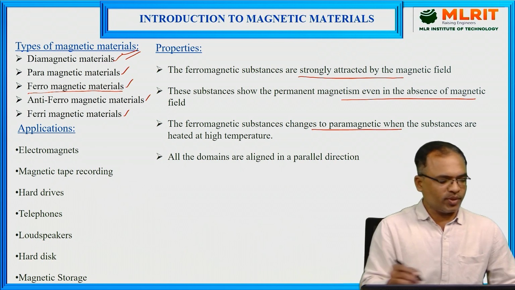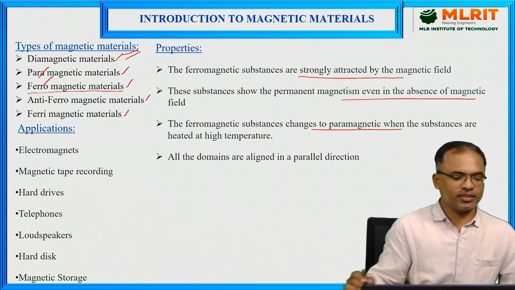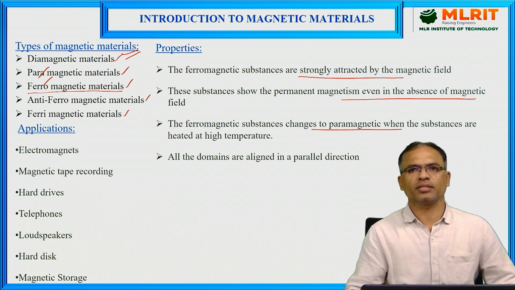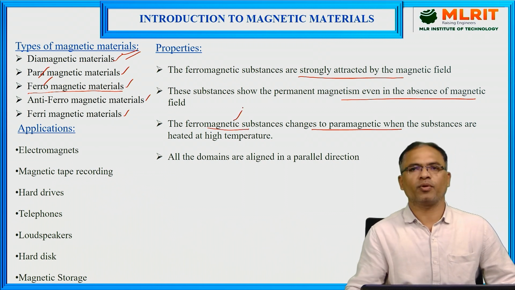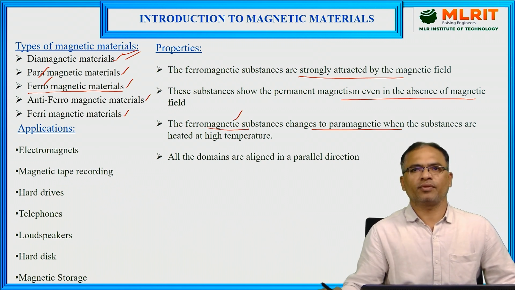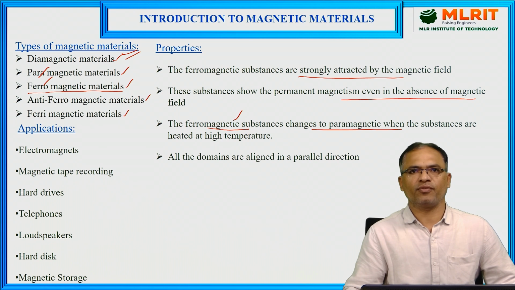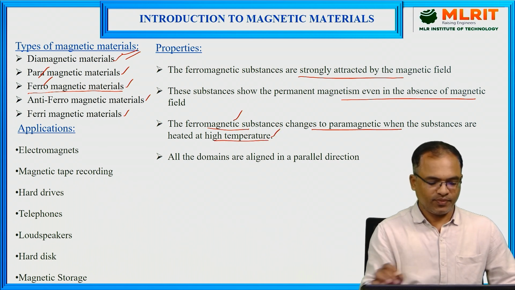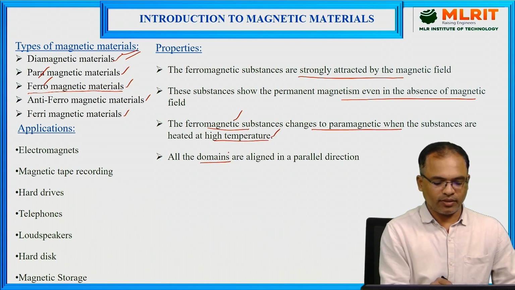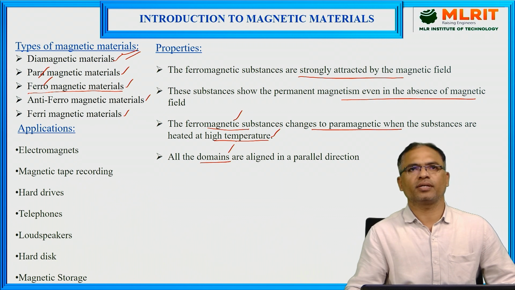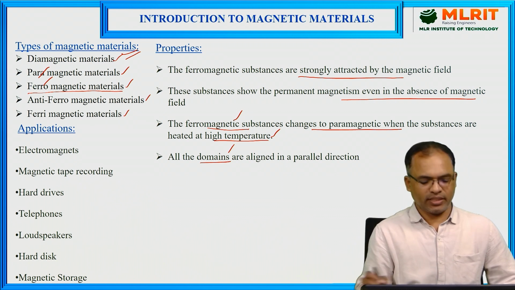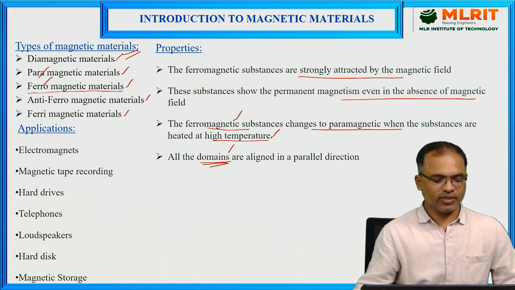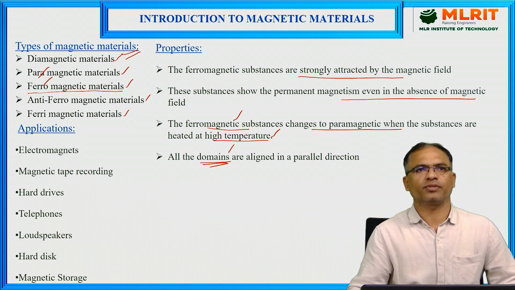Both para and ferromagnetic materials have the same properties, but the magnitude of the properties in ferromagnetic materials is greater. When we heat a ferromagnetic material, it will lose the properties, so that it makes a transition from ferro to para. And one more important characteristic of ferromagnetic material is that it has small effective regions called domains. So these are the special properties associated with ferromagnetic materials.